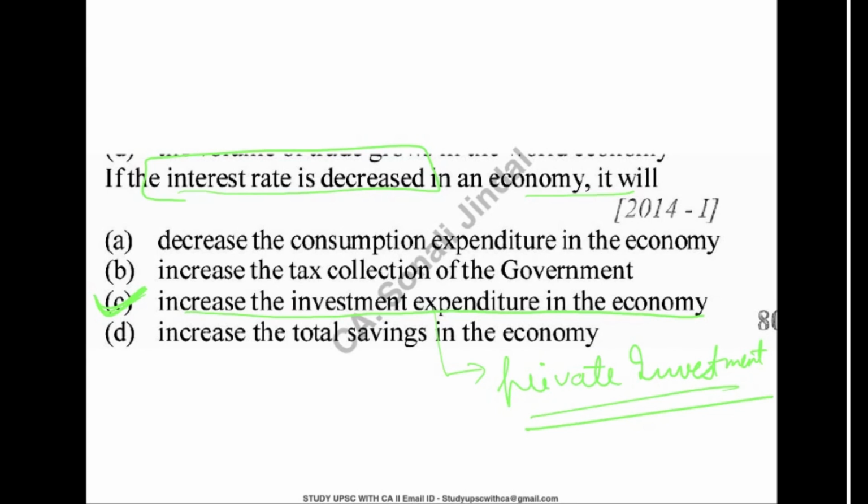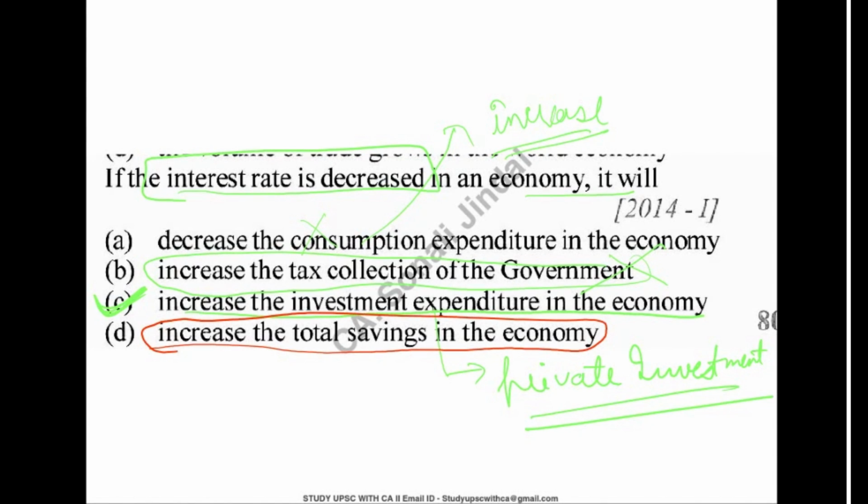Let's read the other statements also. Decrease the consumption expenditure in the economy. No, this is wrong. In fact, it will increase. So if in this question the first statement says increase the consumption expenditure, then it will also be right. The second statement, increase the tax collection of the government. This is not linked at all. Fourth statement, increase the total savings in the economy. This is not directly linked with this.